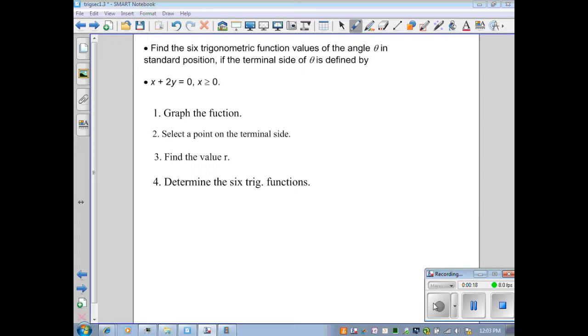Number 1, graph the function. 2, select the point on the terminal side. 3, find the value of r. And 4, determine the 6 trig functions. So let's start by graphing the function.